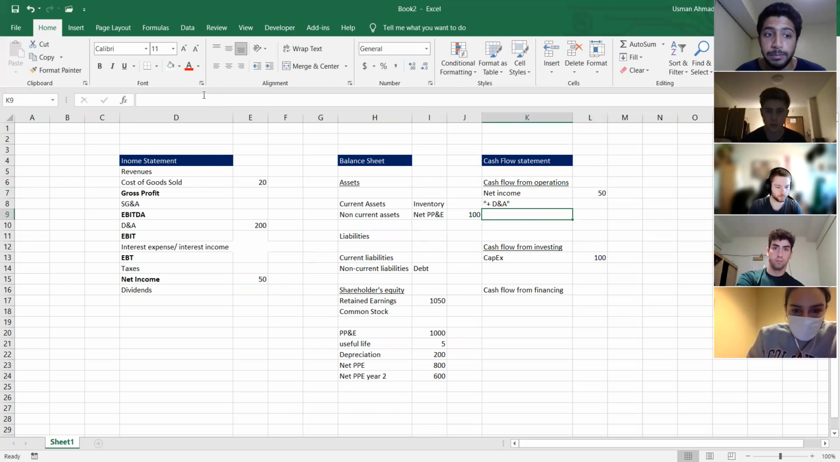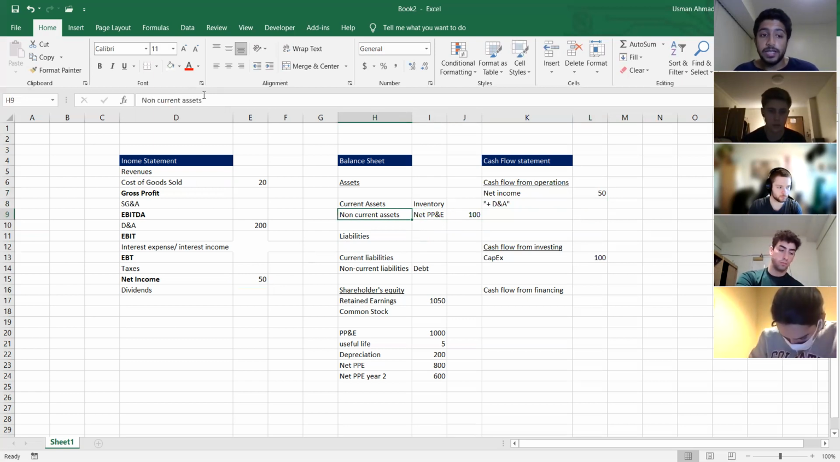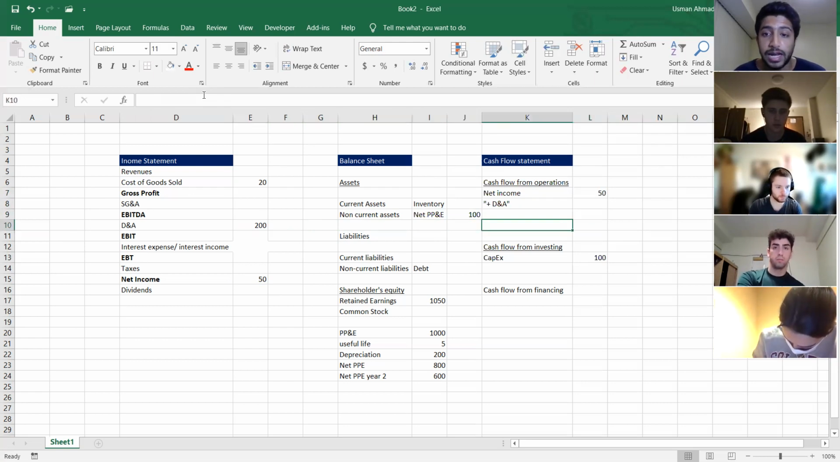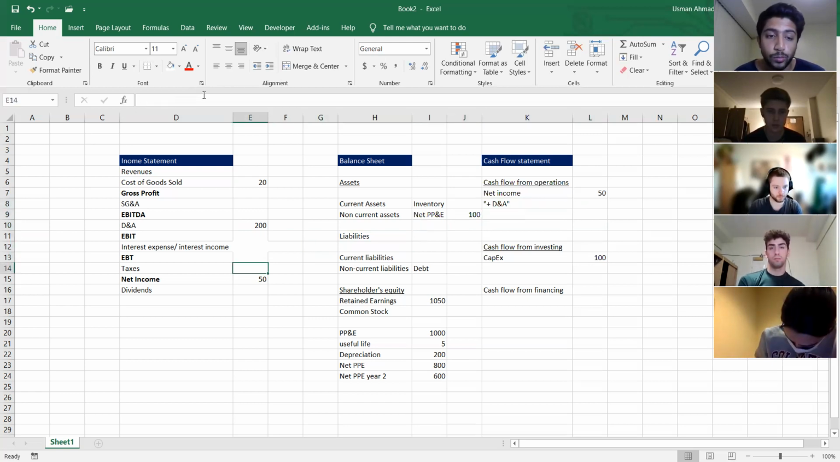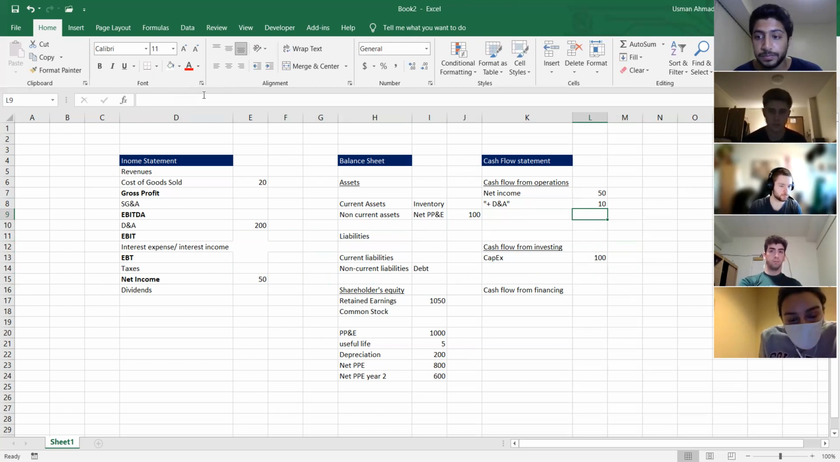We add D&A because depreciation and amortization is a non-cash expense. But because we deducted it in the income statement, we have to add it back here so that we actually get to the cash number. Because we recognize this as an expense, and we said we only made a profit of 50, but we can say we actually made a profit of 60 because this D&A was not a cash expense. So in terms of cash, we actually made more.